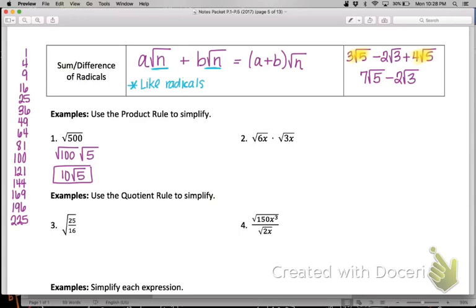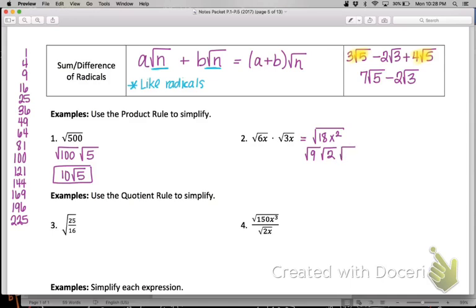If we look at number 2, first thing I'm going to do is go ahead and combine this into one radical. Since they're both square roots, I can multiply them straight across, and I get the square root of 18x squared. Now I need to simplify that. The square root of 18 has a perfect square factor of 9, and that's times the square root of 2.